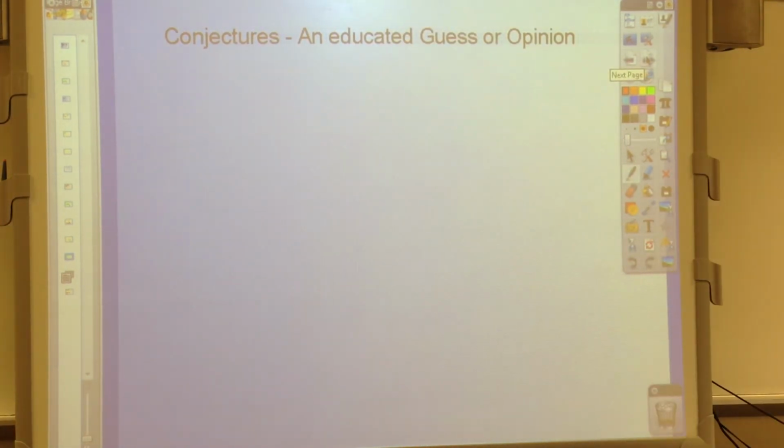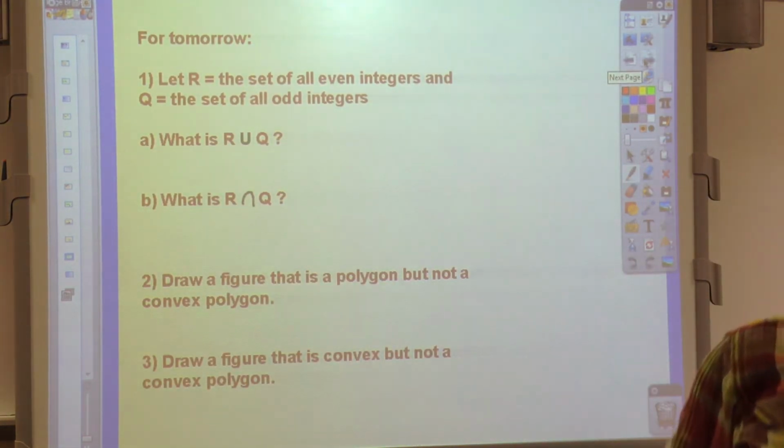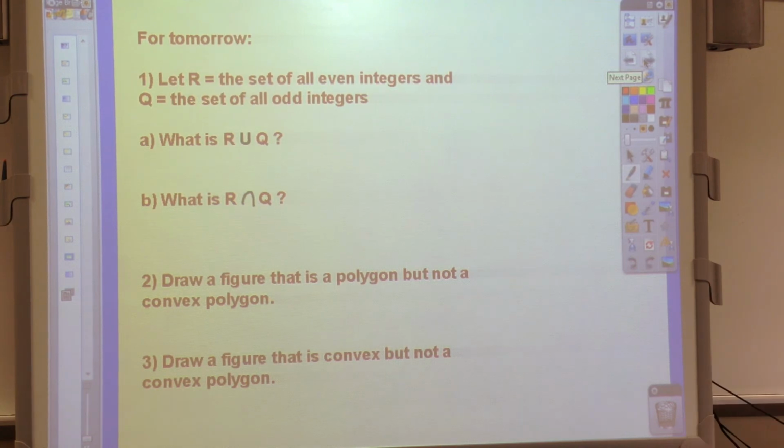Conjectures. Our definition for conjectures is educated guesses or opinions. All right. What I want you to do for me tomorrow is the following. Number 1, 2, and 3. Number 1, give me a set with intersections and unions. And number 2 and 3, draw me some shapes. And I will see you tomorrow.